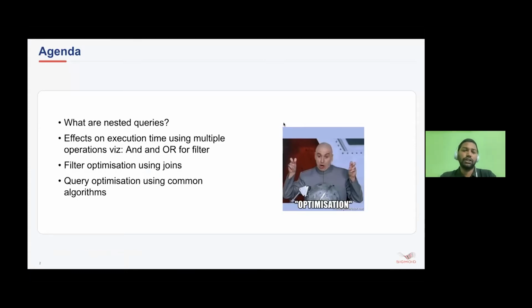So the agenda for today is: we will discuss what nested queries are, how to create them, and then we will go on to the optimization of those nested queries. We'll see the effects on execution time when we have multiple nested filters with multiple operators like AND or OR. Then we'll talk about filter optimization using joins, when we have large filter values that need to be filtered out. So we'll talk about how we can optimize filters using joins. Then we will talk about query optimization using some common algorithms out there.